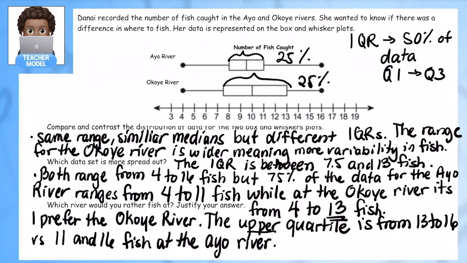Okay, and I'm giving that term upper quartile for a reason. All right, so that's my data, that's my distribution. You can see that even though the ranges are the same for the overall minimum and maximum, that box in the middle really matters. I can see the median is slightly higher in Okoye, and I could also see that my fourth quartile, that last quarter, is way higher. I'm at least getting 13 fish there versus the Ayo River, where that upper quartile is only 11 to 16 fish.